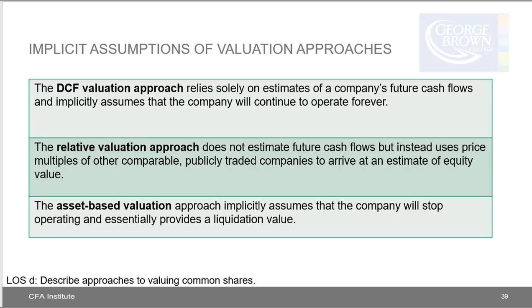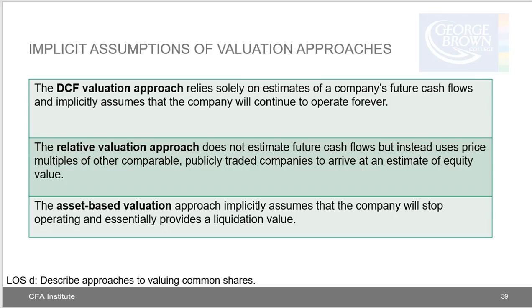So this is an important slide, and it's showing some of the implicit assumptions of valuation approaches. First, starting with the discounted cash flow valuation approach, it relies solely on estimates of a company's future cash flows and implicitly assumes that the company will continue to operate forever. To estimate future cash flows, you need to estimate future earnings. It's quite complicated. The relative valuation approach is a lot easier because you're not estimating future cash flows, but instead using a price multiple of other comparable publicly traded companies to arrive at an estimate of equity value.